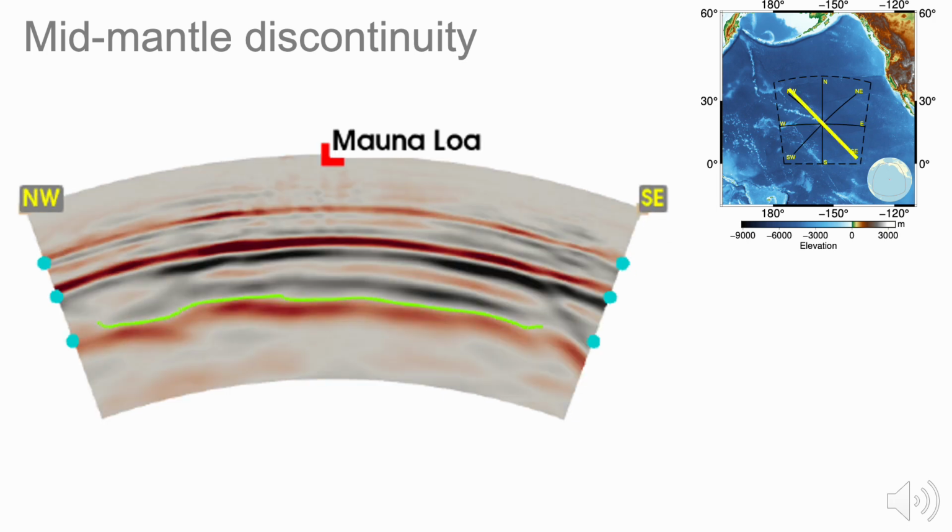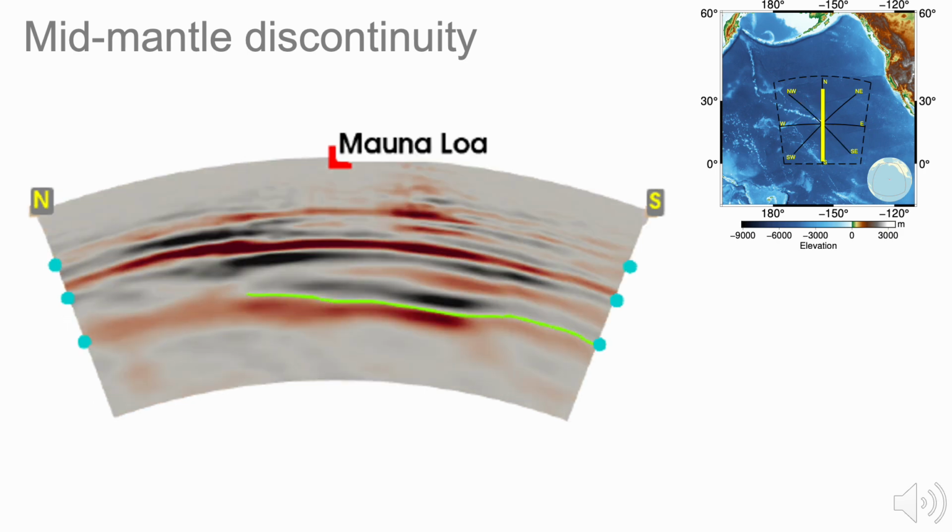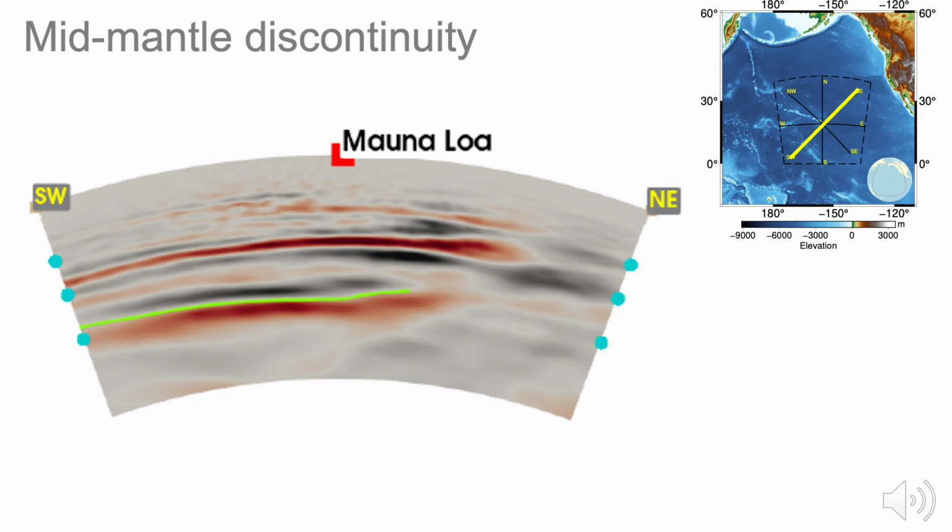This figure shows the northwest-southeast section. It seems to have a longer spanning of this mid-mantle discontinuity in this direction, which is quite close to the Hawaii seamount chain direction. It seems that the mid-mantle discontinuity disappears to the north end of this south-north section. The southwest-northeast section, as shown here, also indicates that the mid-mantle discontinuity disappears towards the northeast side.